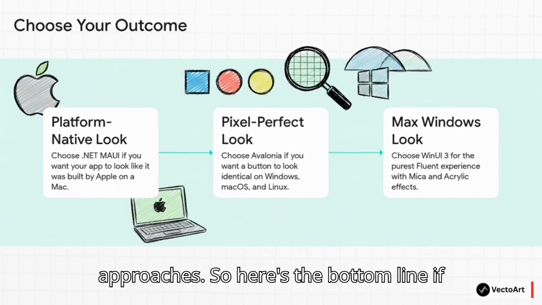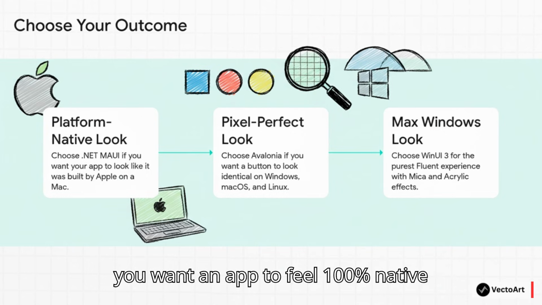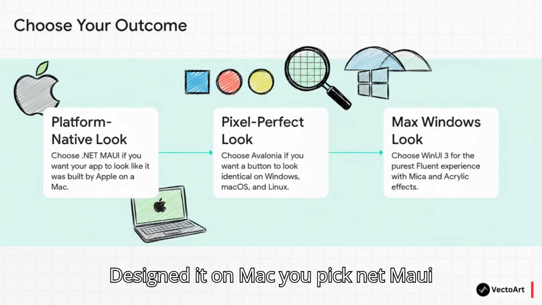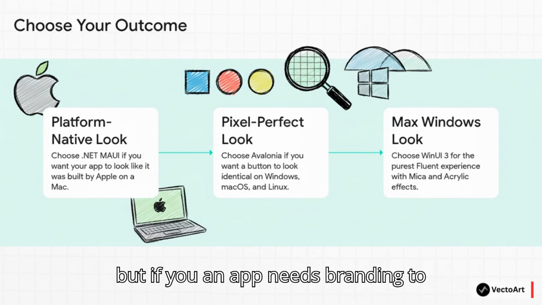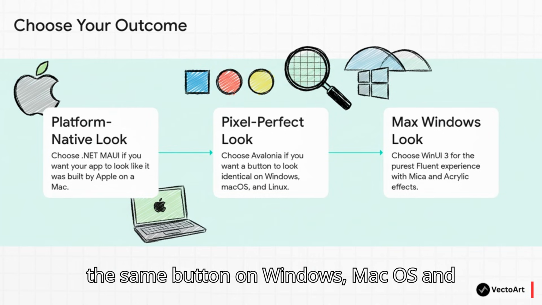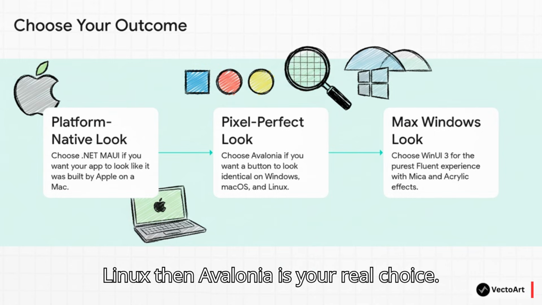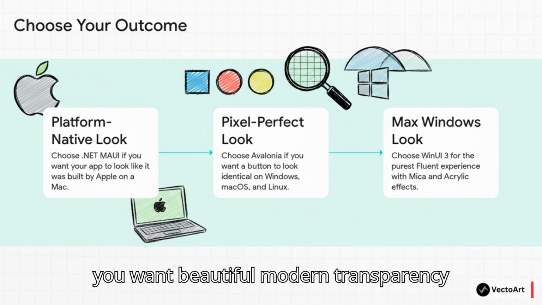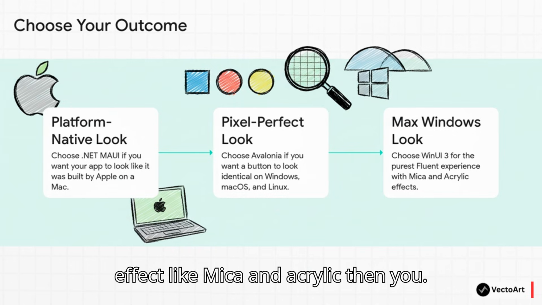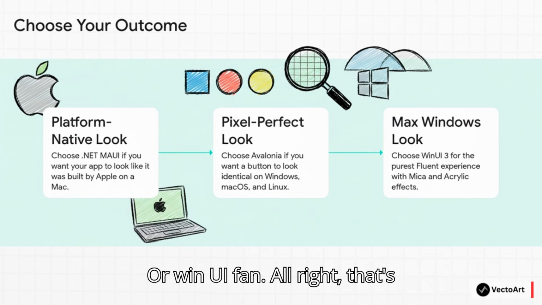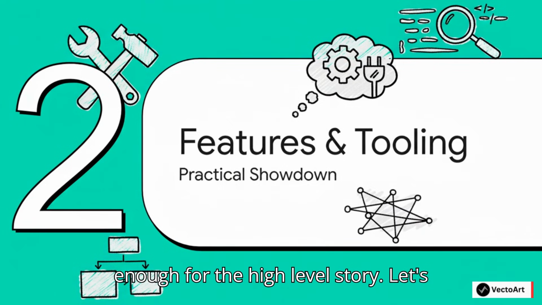So here's the bottom line: if you want an app to feel 100% native on every platform, to look like Apple designed it on Mac, you pick .NET MAUI. But if your app needs branding to be pixel perfect and identical everywhere, the same button on Windows, macOS, and Linux, then Avalonia is your real choice. And if you are all in on Windows and you want beautiful modern transparency effects like Mica and Acrylic, then you are a WinUI fan.